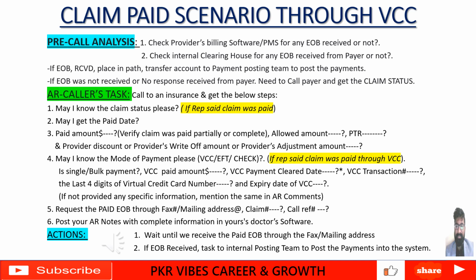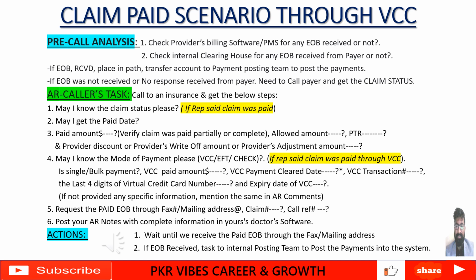So now we will discuss a claim paid through virtual credit card, VCC. If the rep says that okay, this claim was paid through virtual credit card, at that time you have to ask these kinds of questions. The first question is, is it a single or bulk payment? What is the virtual credit card paid amount? You have to ask this amount. And what is the virtual credit card payment clear date, on which date was this virtual credit card payment done? You have to ask this question.